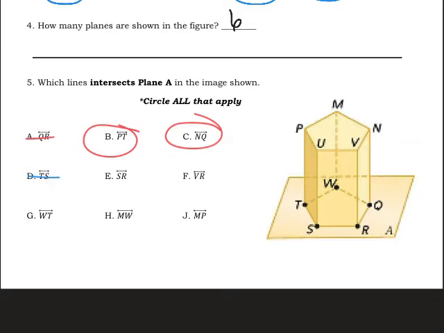How about S to R? No as well. How about V to R? Yes. All right, we'll circle that one. All right, how about the next one? How about W to T? No. How about M and W? Okay. And the last one, how about M and P? Nope. All right. So our answer should have been B, C, F, and H. So again, when it's intersecting the plane, it's stabbing through. So if you want to add the word stabbing there.